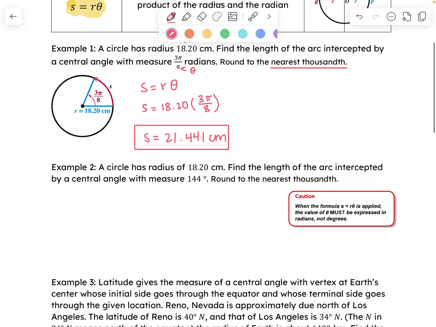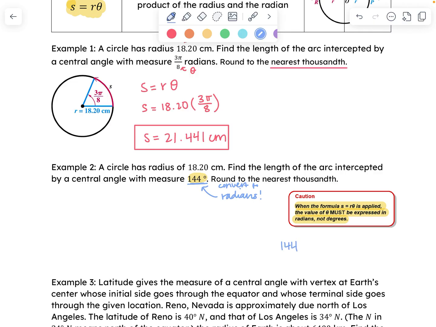Okay, example 2. Same circle. It has the radius of 18.2 centimeters. Now we're finding the length of an arc intercepted by a central angle with 144 degrees as the measure. Now, this is where we've got to be careful because the formula R times theta for our arc length requires that the value of theta must be expressed in radians, not degrees. And you'll notice, excuse me, that right here, this is in degrees. So we need to convert this to radians. We just talked about how to do that in the last set of notes.